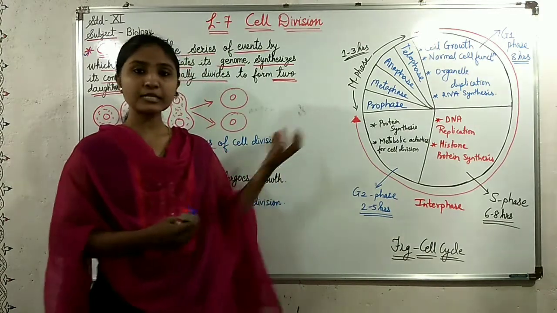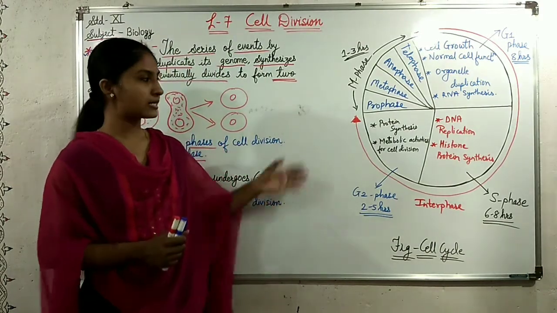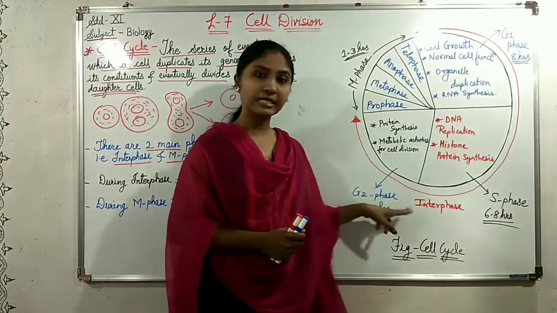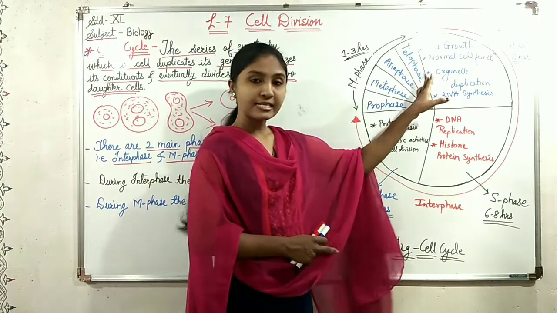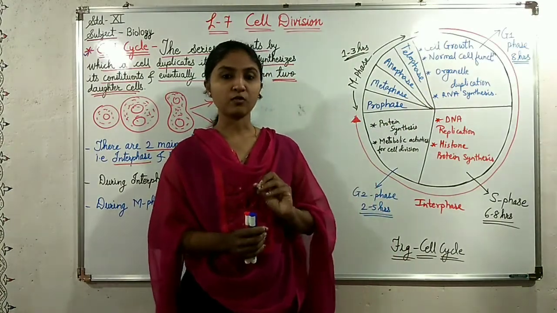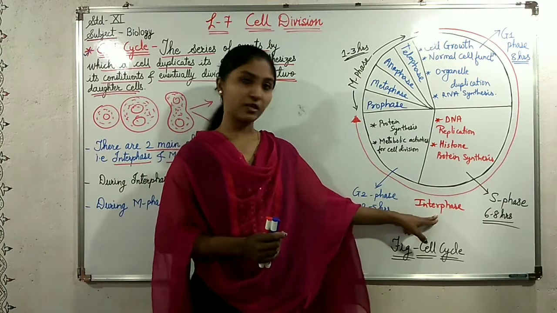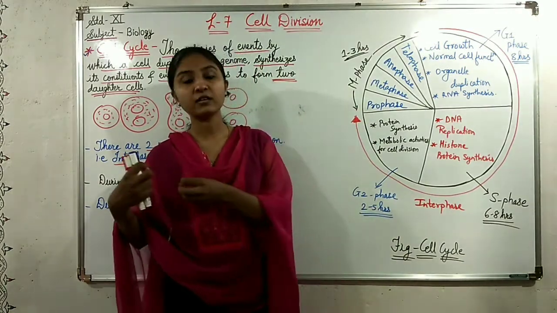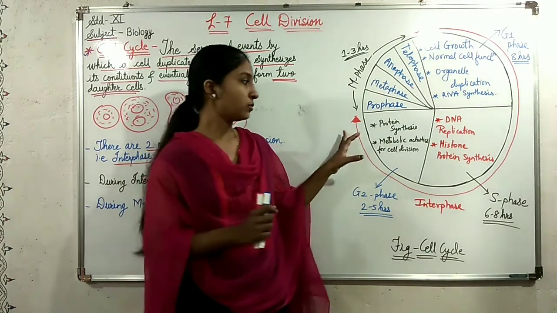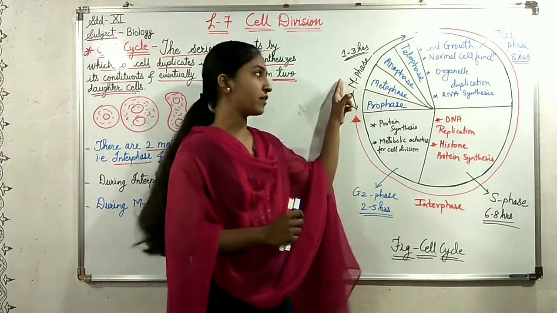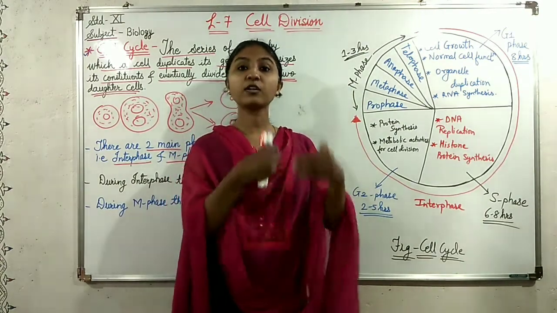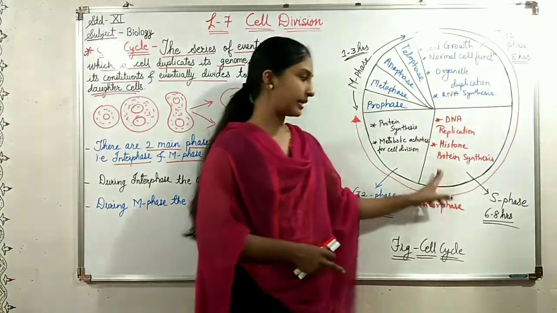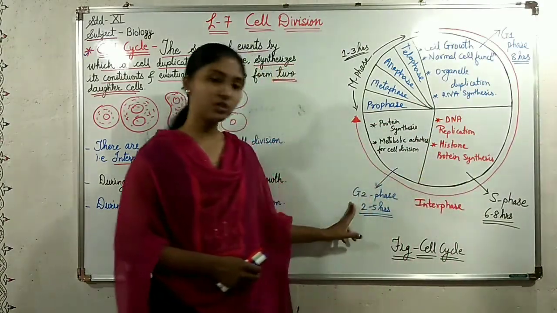Now let us understand the different phases of the cell cycle with the help of this diagram. As you can see, this is the cell cycle. As I said, there are two main phases: first is the interphase and second is the M phase. This M phase stands for either meiosis or mitosis. Now this interphase is further divided into three parts. First is the G1 phase, second is the S phase, and third is the G2 phase.